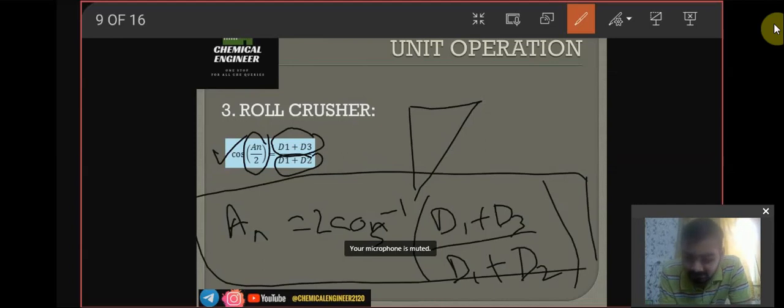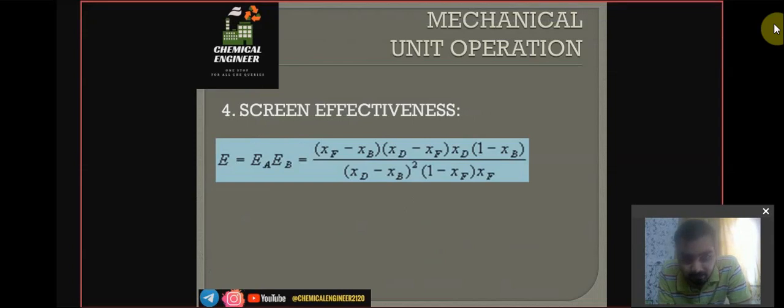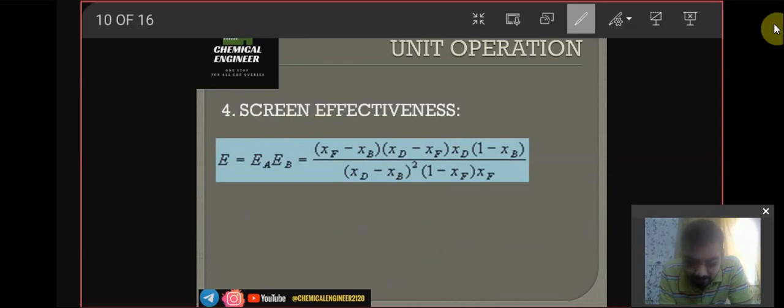Alright, so this is about roll crusher. Next we have screen effectiveness. The direct formula is EA into EB. I am not going to derive this formula; the link to see how we can derive it is above. So we get this formula for screen effectiveness. Directly remember this formula, nothing to discuss about it.